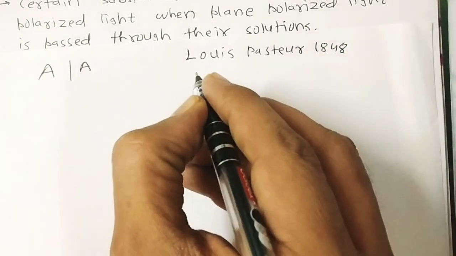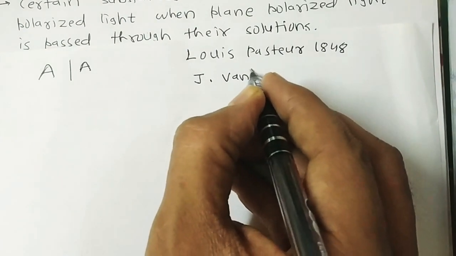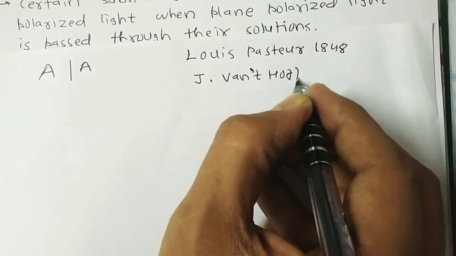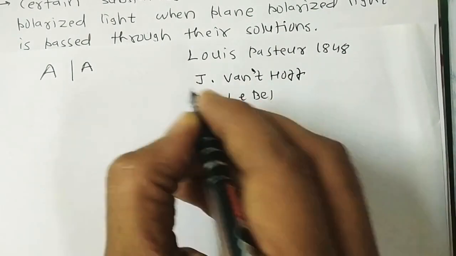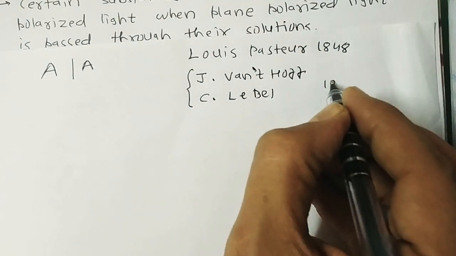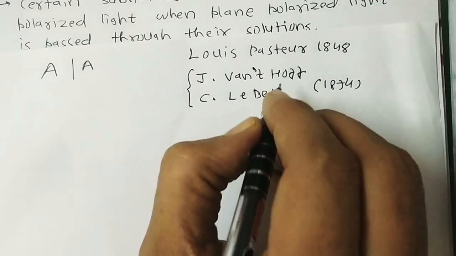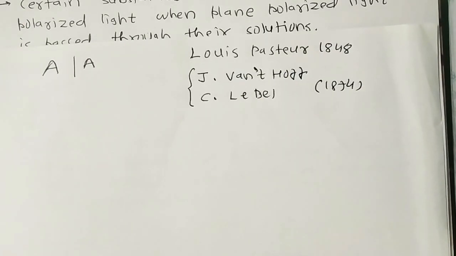Then afterwards, the Dutch scientist J. Van 't Hoff and the French scientist C. Le Bel, both independently in the same year, 1874, pointed out that the four valencies of a carbon atom are directed towards the corners of a regular tetrahedron, and if all the atoms or groups attached to a carbon atom are different, this carbon is called an asymmetric carbon or chiral carbon.